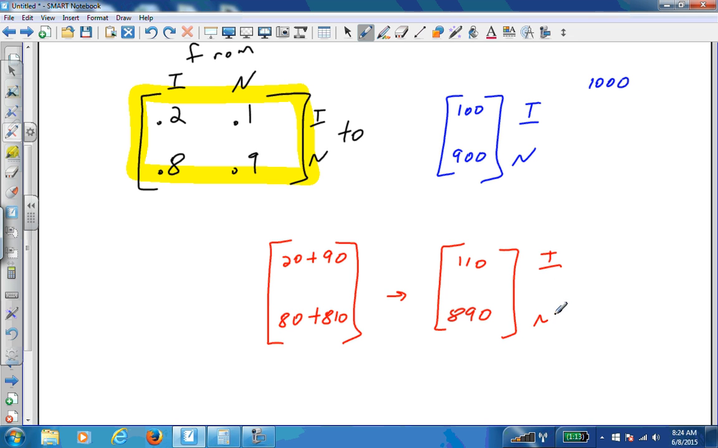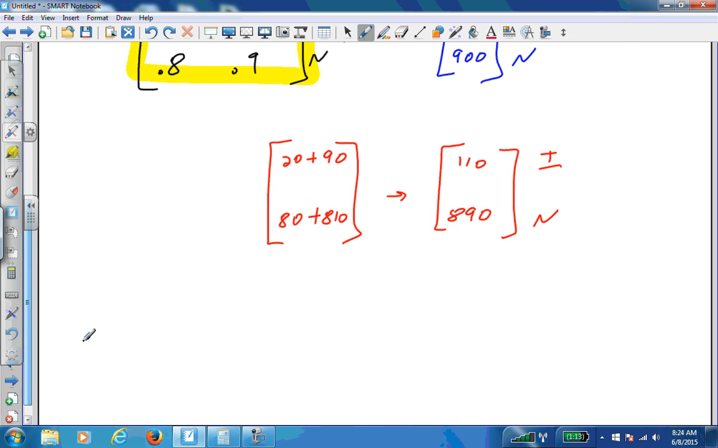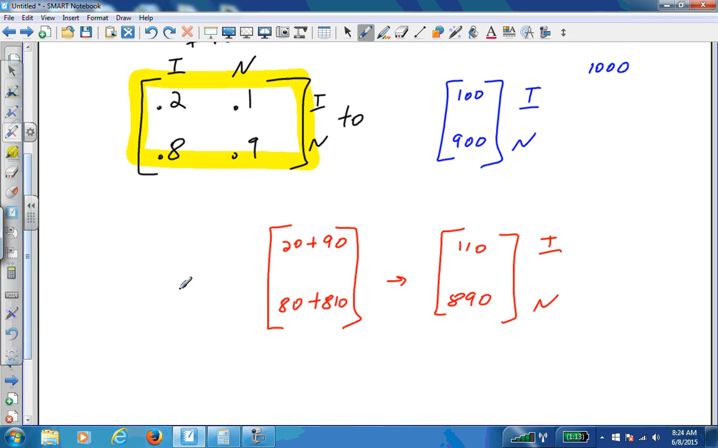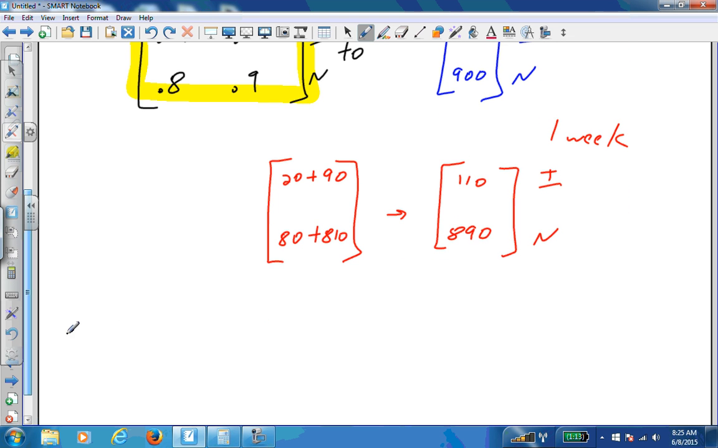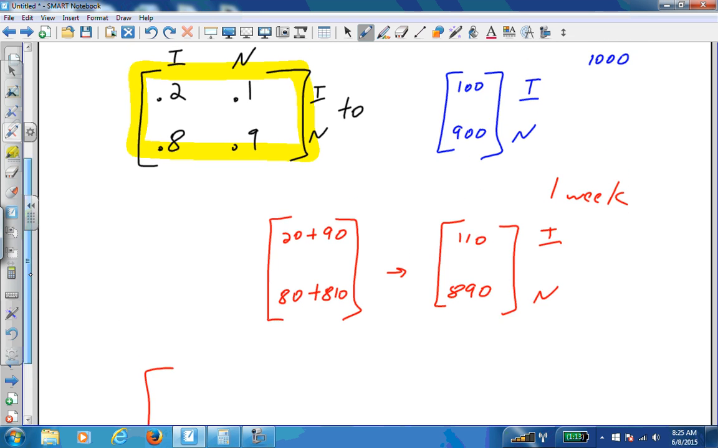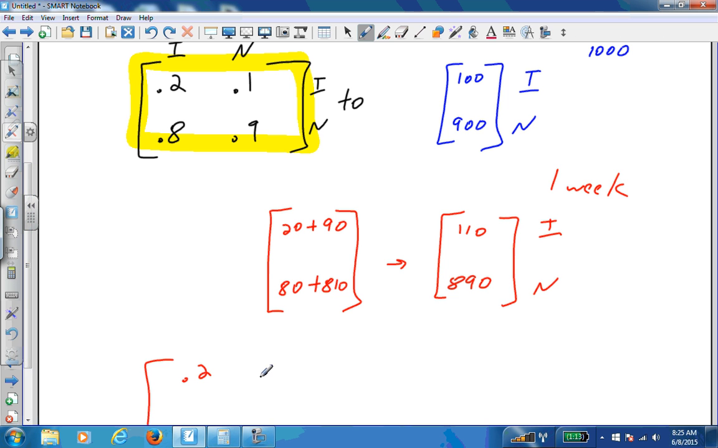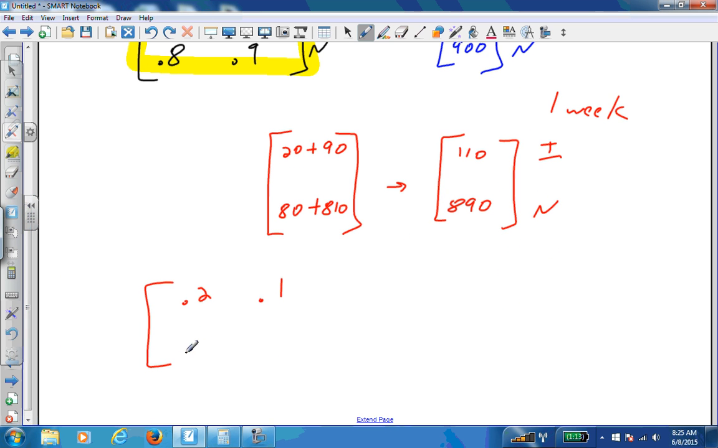So we had 110 now that are infected, 890 now that are not infected. If we wanted to say, this is after 1 week, what about after 2 weeks? Then we would take our stochastic transition matrix and multiply our new result by that.